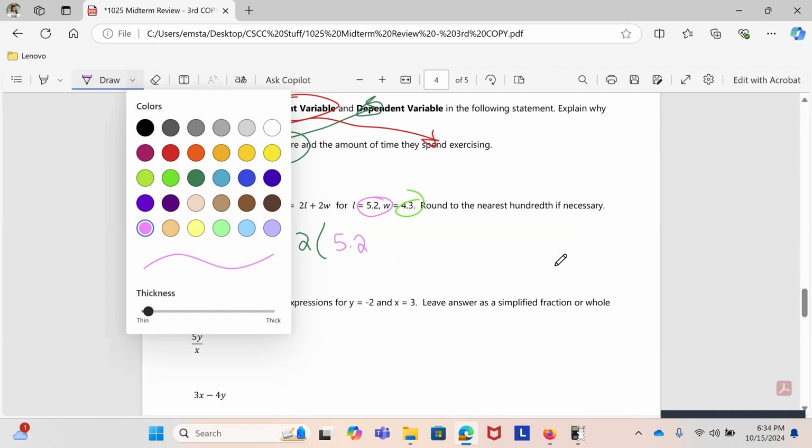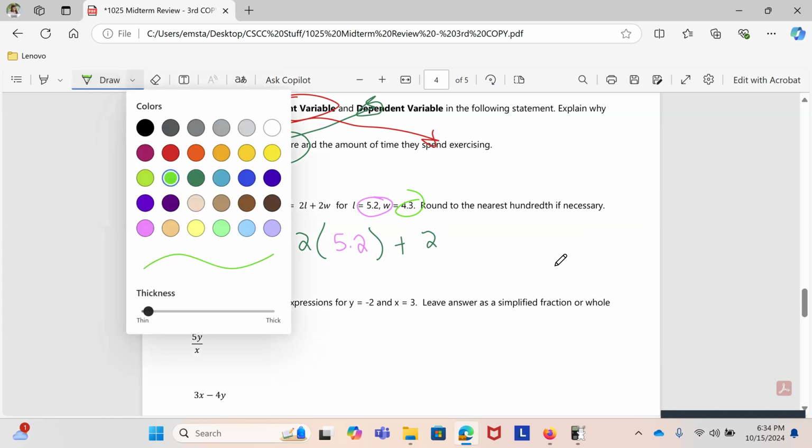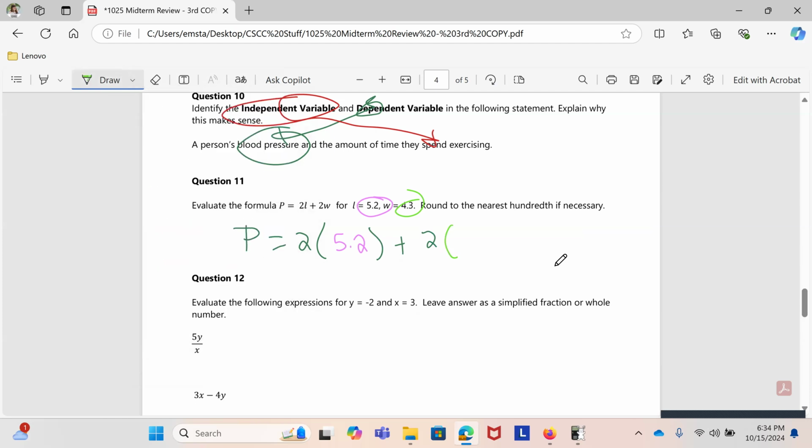I'm keeping in dark green everything that stays in the formula. And then in light green, I want 2 times what? What's the W get replaced with? 4.3. Perfect.